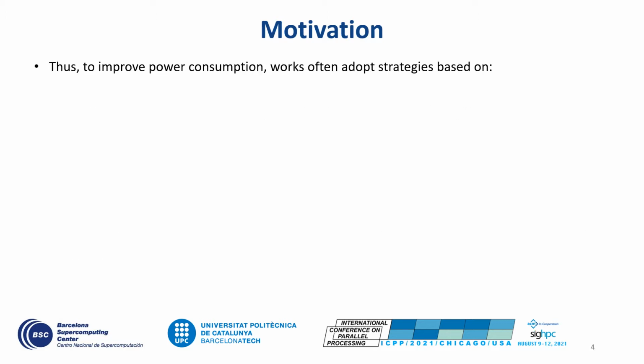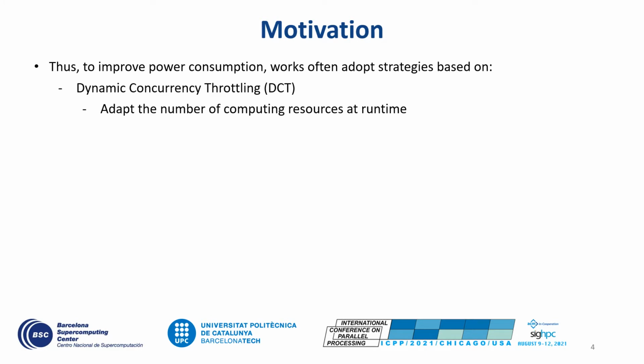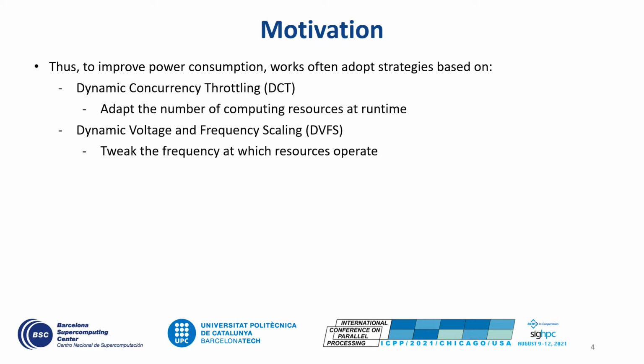So what do works usually use when they're trying to improve power consumption? Well, they use techniques based on two strategies. The first one is dynamic concurrency throttling, in which we adapt the number of active computing resources that we're using at runtime. So we establish a limit. The second one is dynamic voltage and frequency scaling, in which instead of limiting the number of active resources, we just tweak down the frequency at which they operate. The most common one is DVFS for processors, but it can also work for the uncore package, for example, the frequency of the memory controller.